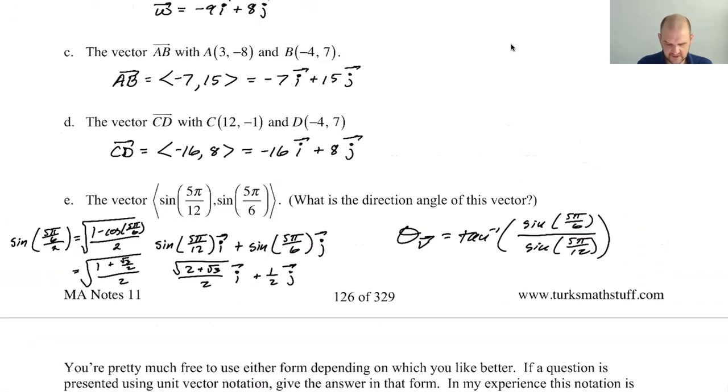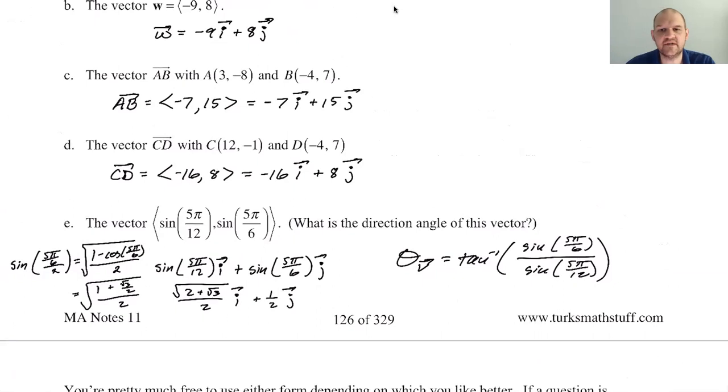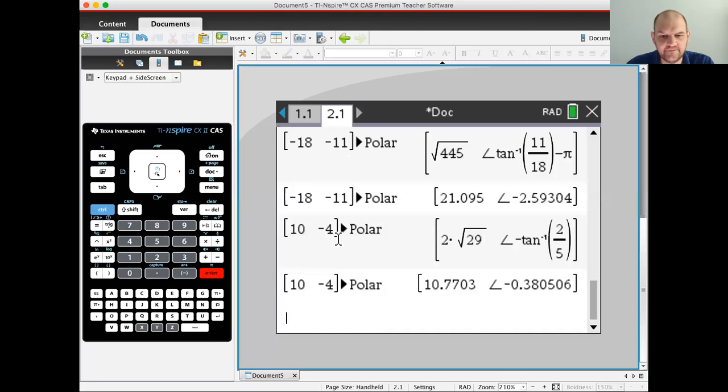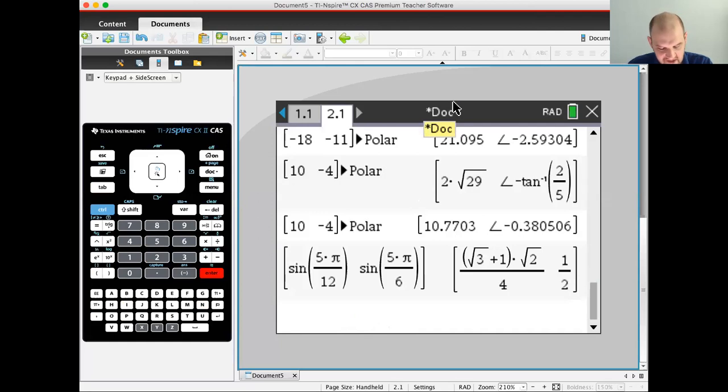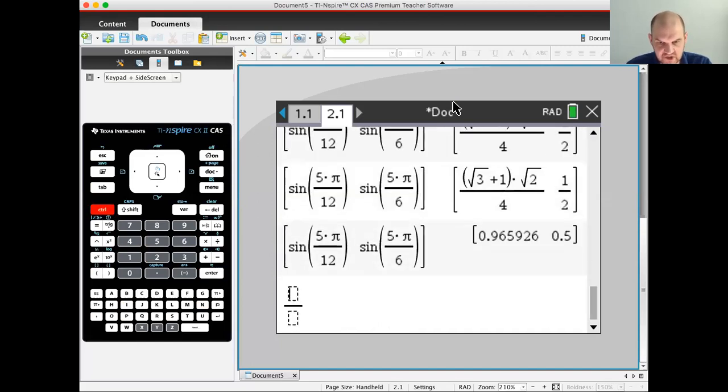Let's look at that one on the calculator just to see, right? So I threw a half angle formula thing in there, which is kind of weird to begin with. So what could we do? We can do sine of 5 pi over 12, comma, sine of 5 pi over 6. Man, that cursor is just 100% of the time in the way. So we get this, which is really annoying because it's a simplified version, I guess, of what I had. Get a decimal.